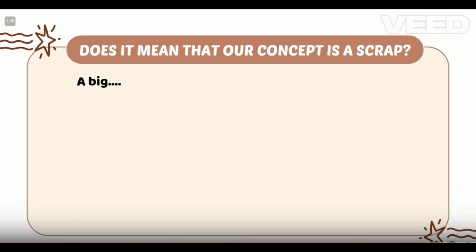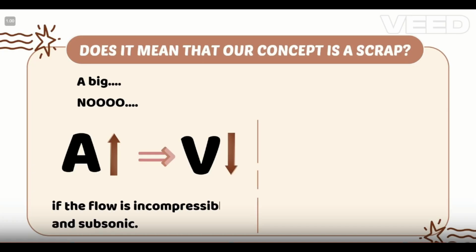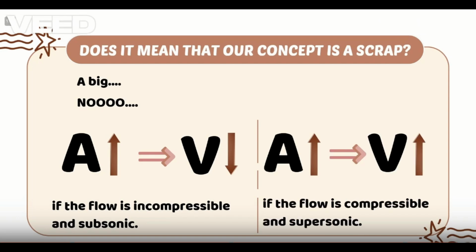Isn't it interesting? So does it mean that our concept is scrap? A big no. Area increases, then velocity decreases if the flow is incompressible and subsonic. Area increases and velocity increases if and only if the fluid is compressible and supersonic.